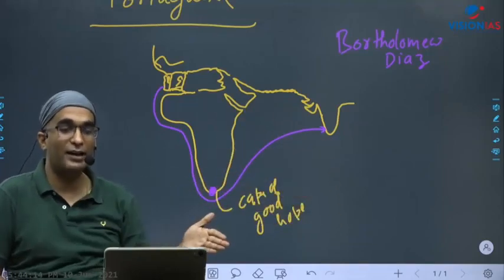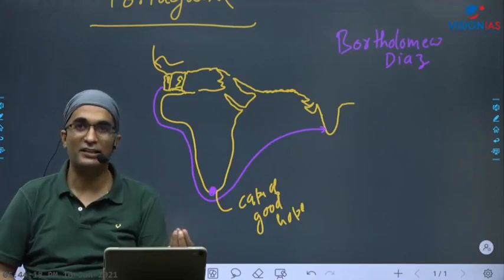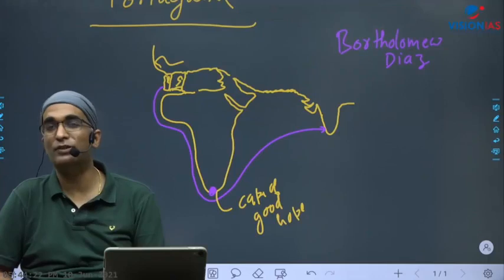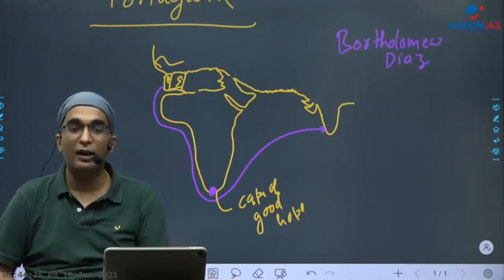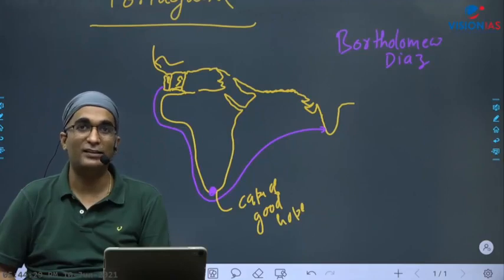So he arrived at the place in India, Calicut. Nowadays, this place is Kozhikode. So he arrived in Kozhikode, and then he was given a grand welcome by the local rulers of Kerala at that point of time, Calicut, the Zamorins.